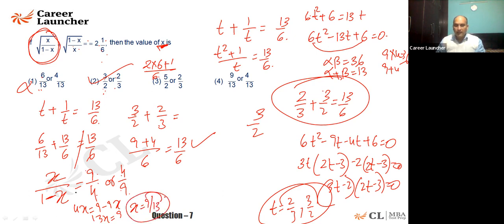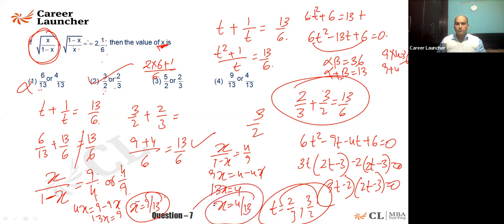Is that fine? By equating x upon 1 minus x is equal to 4/9, I'll say 9x is equal to 4 minus 4x. I'll say further 13x is equal to 4. X is equal to 4/13. So there are two values of x which are coming here. No, this is not the correct answer because no one is asking you to find the value of this. They are asking you to find the value of x. So the fourth one will be the correct option.